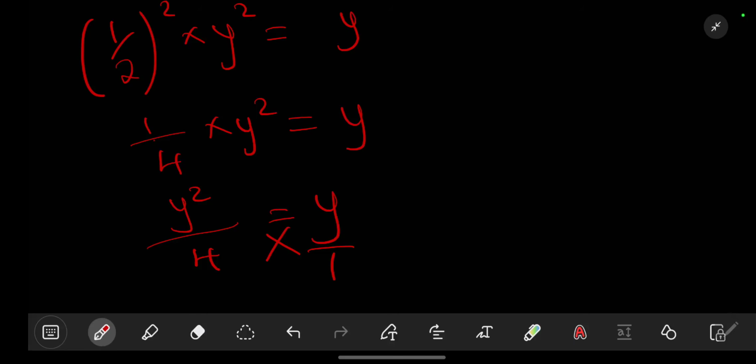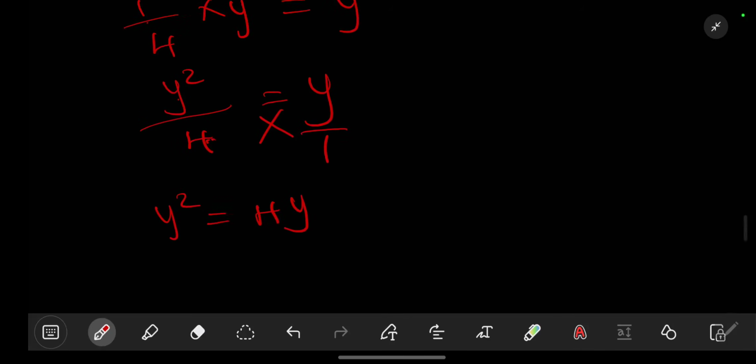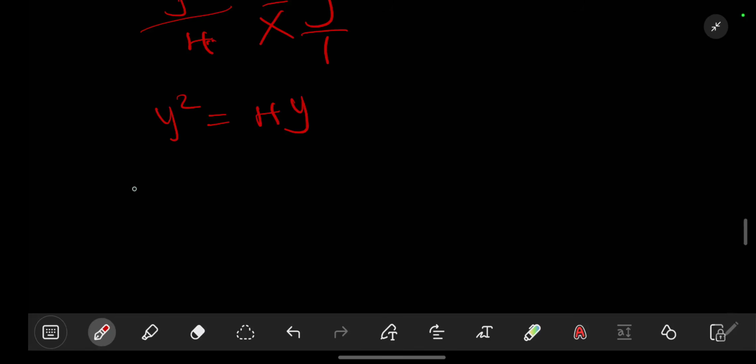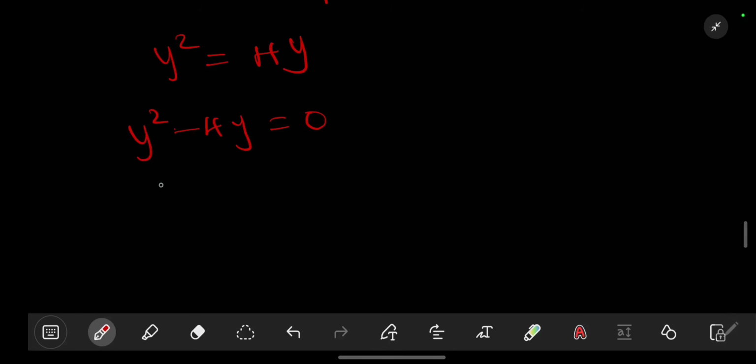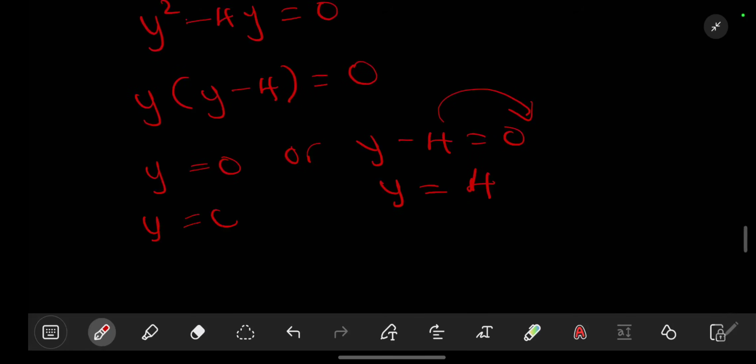Then from here, we are going to multiply. When we multiply, we get y squared should be equal to 4y, because y squared times 1 is y squared, 4 times y is 4y. Getting this to the other side, it will be y squared minus 4y should be equal to 0. Factorize, so we have y, open brackets, y minus 4 should be equal to 0. So it's either y is equal to 0 or y minus 4 is equal to 0. This gives us y is equal to 4, when this goes this side. Y is equal to 0.